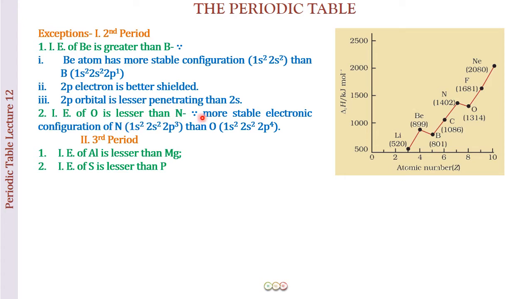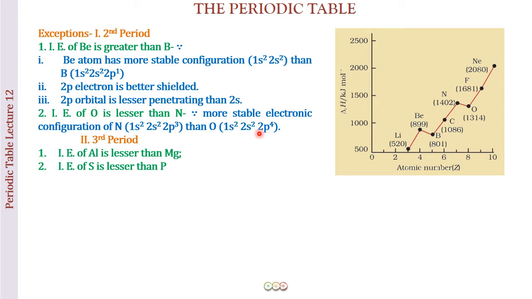This you can again understand because of the stable electronic configuration of nitrogen. Nitrogen has 1s2, 2s2, 2p3 as the electronic configuration, which means that the p orbitals are half filled, and this is much more stable than the oxygen electronic configuration, where the 2p orbitals are partially filled.